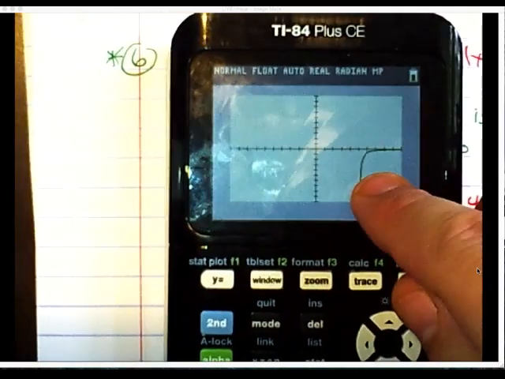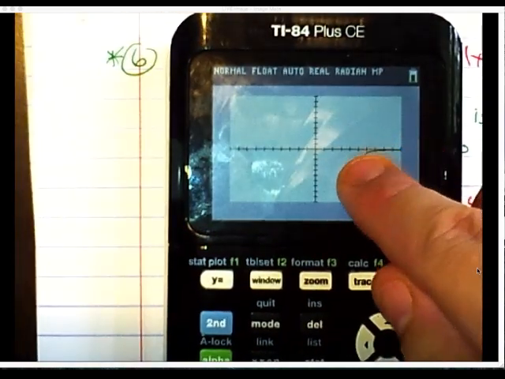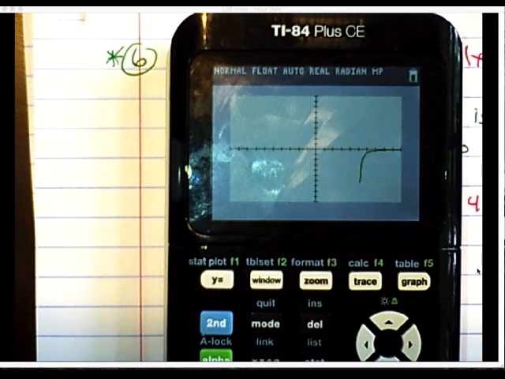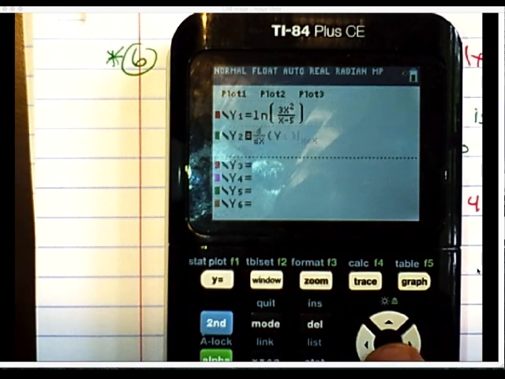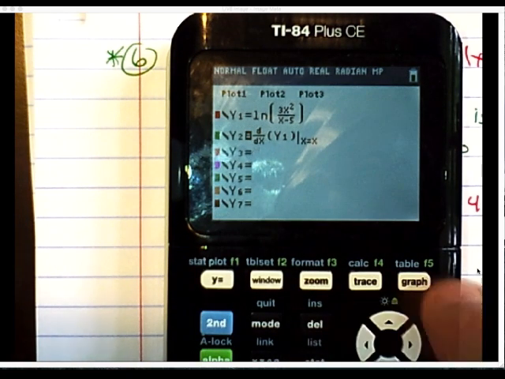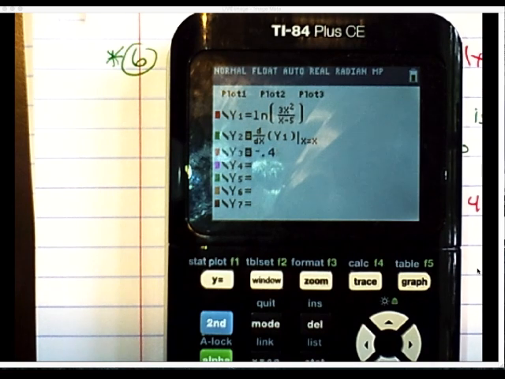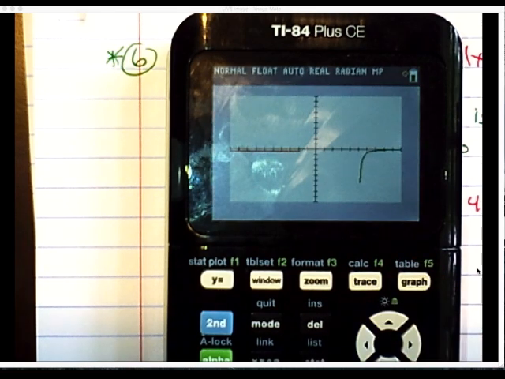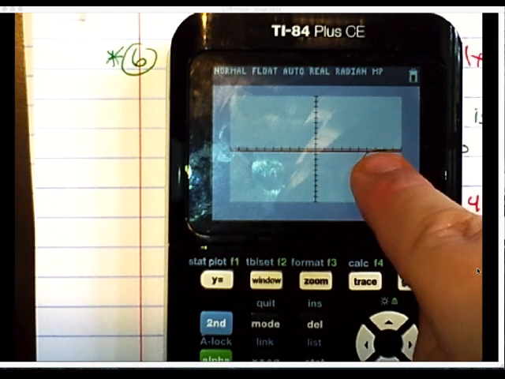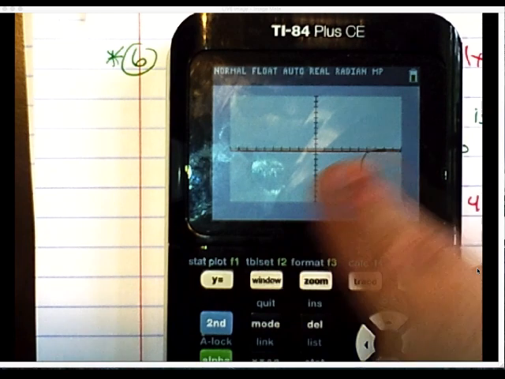We want to know, where does this derivative have a value of negative 0.4? So in another function, let's just put in the line y equals negative 0.4. So here comes that line. I really want to know where those two curves come together.